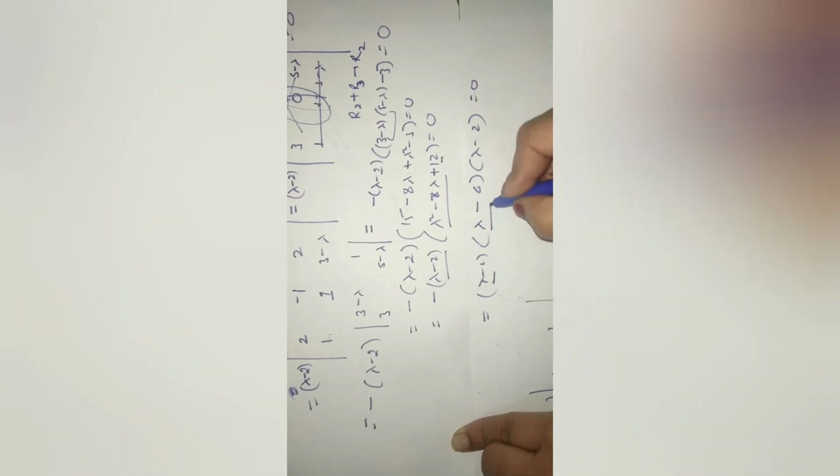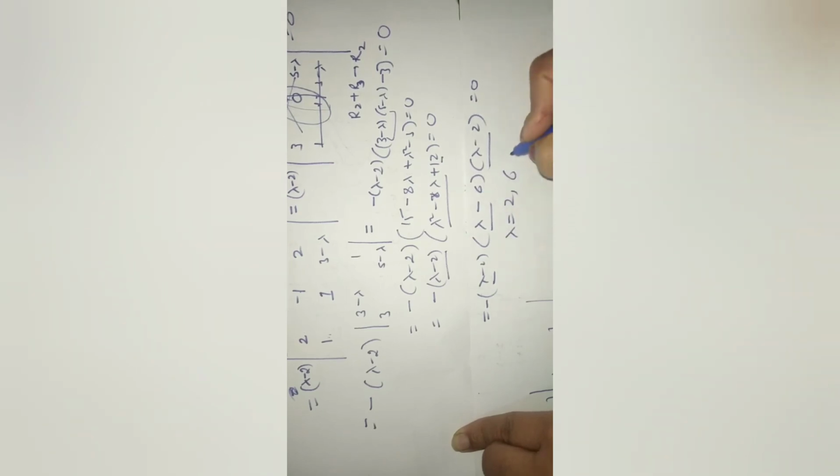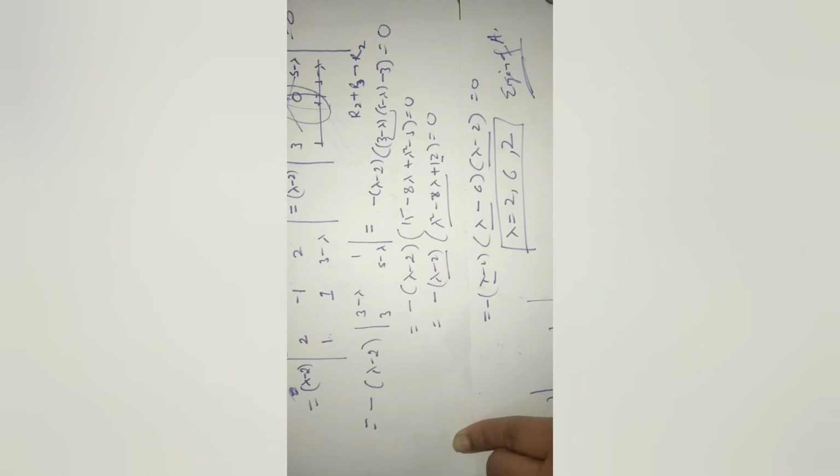So what are the values of lambda from here? Equating each of these to 0, you will get lambda is equal to 2, lambda is equal to 6, lambda is equal to 2. So these are the eigenvalues of A. Right? This is the method of solving for the eigenvalues.